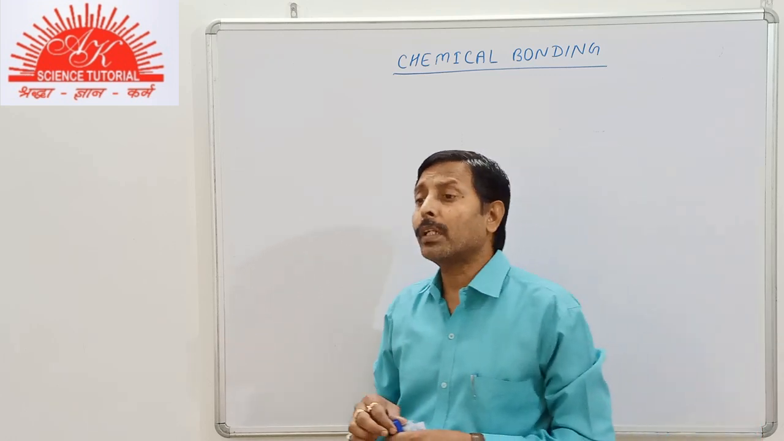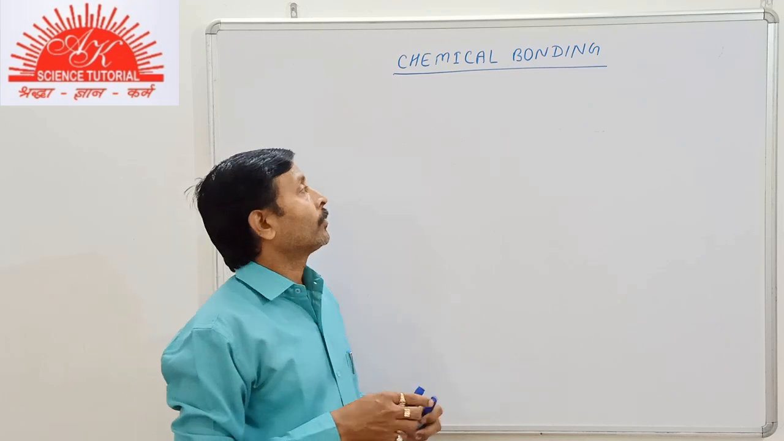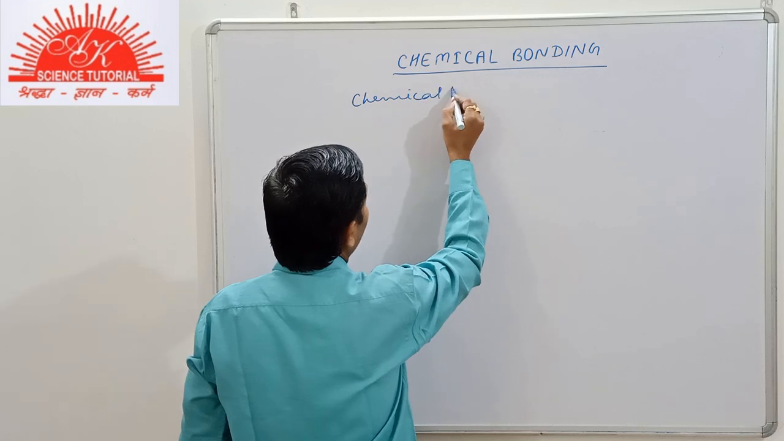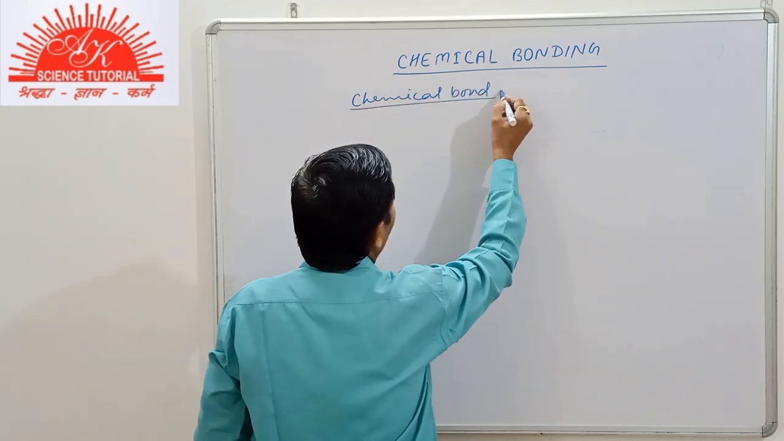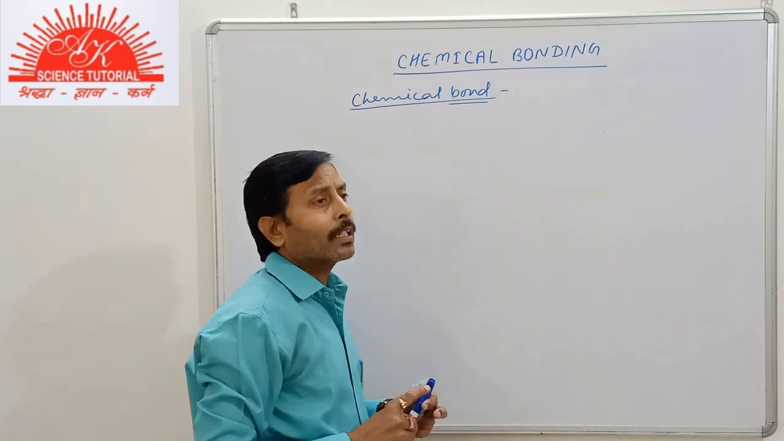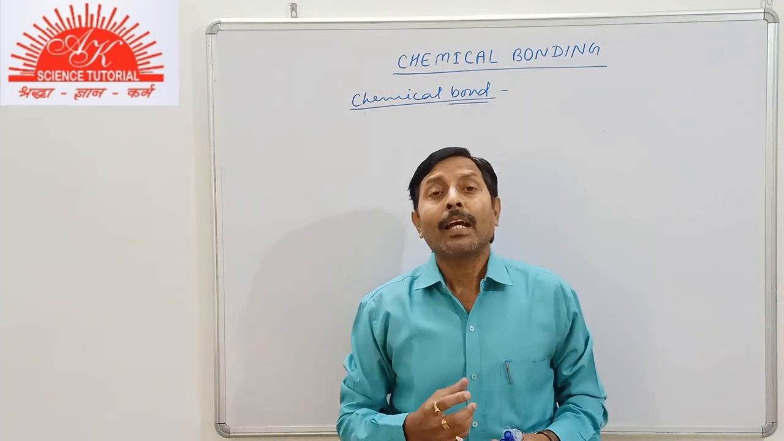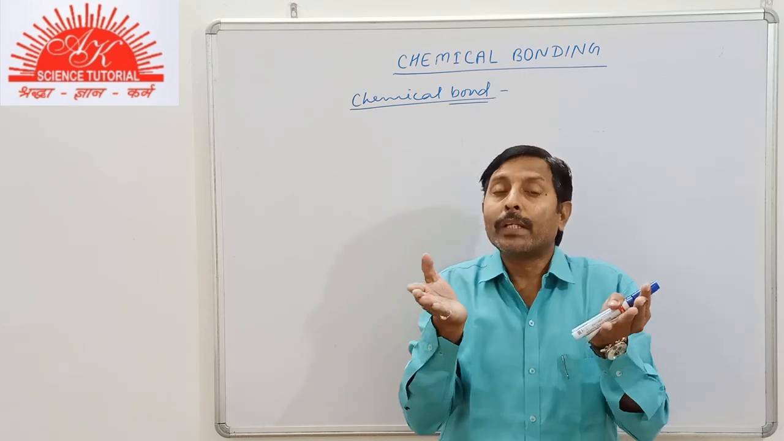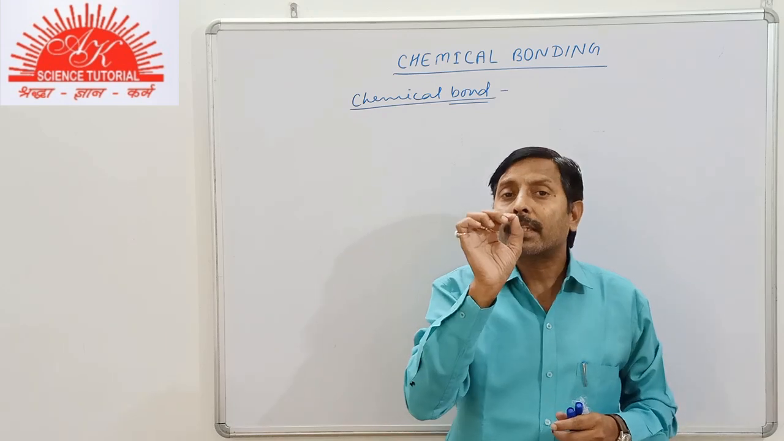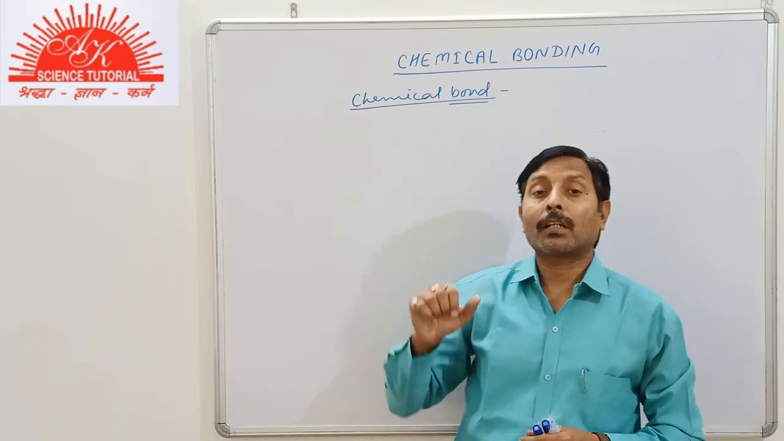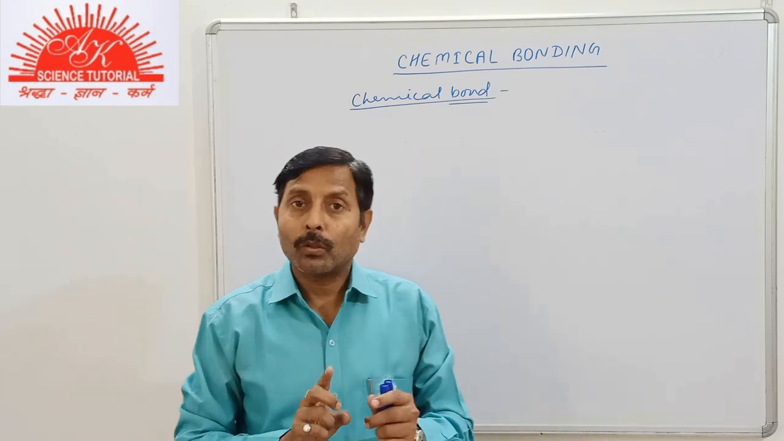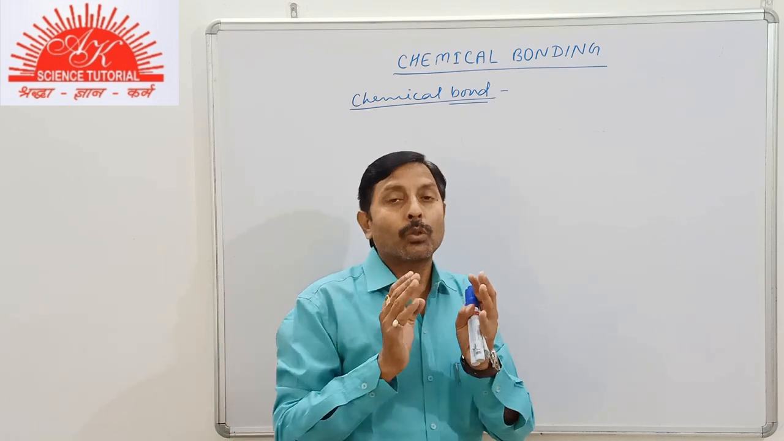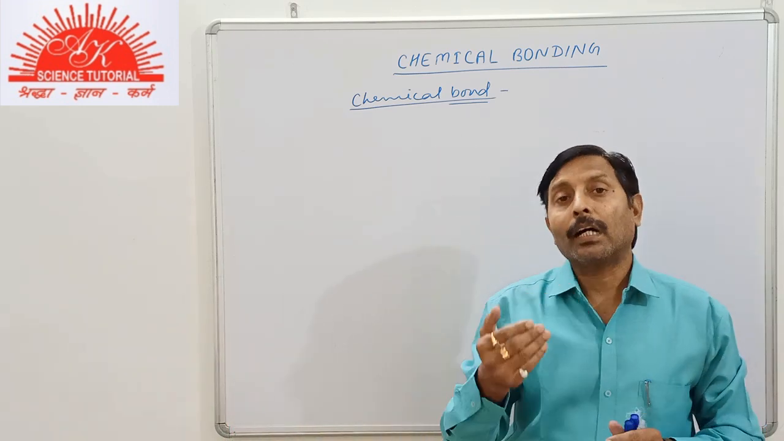Now, students, what is a chemical bond? As the name suggests, the word bond means the force of attraction, or the linkage between two substances which will hold them together. Here is the term chemical bond. It stands for the linkage or the force which holds the atoms together in a molecule.